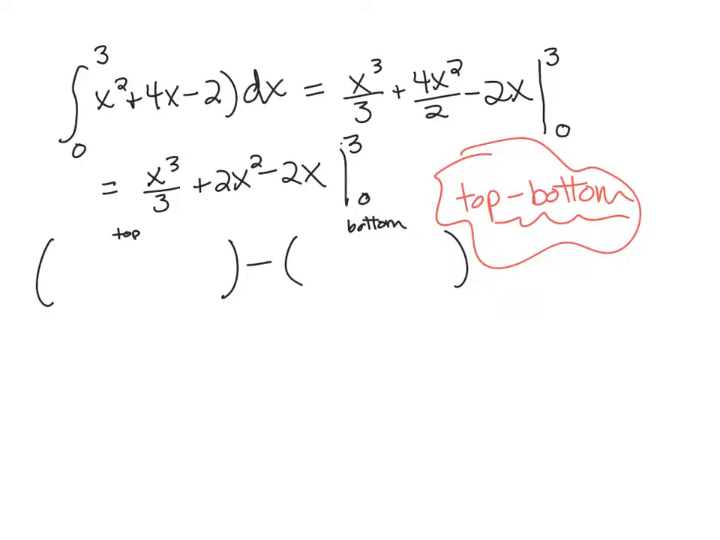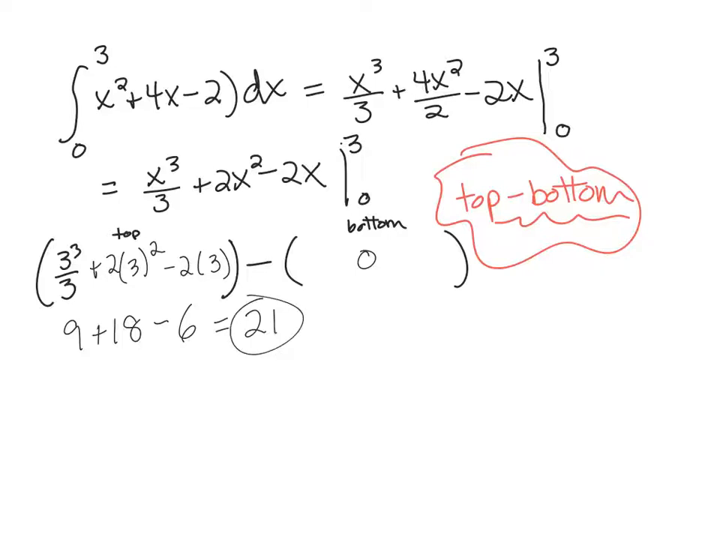So take 3, plug it in. I got 3 cubed over 3, plus 2 times 3 squared, minus 2 times 3. And then we plug in the bottom number. Plug in 0 for all of those x's, and we get 0. Love the zeros. So here we have a 9 plus an 18 minus a 6. That's going to give me 21. And 21 represents the area between that curve and the x-axis between the x values of 0 and 3.